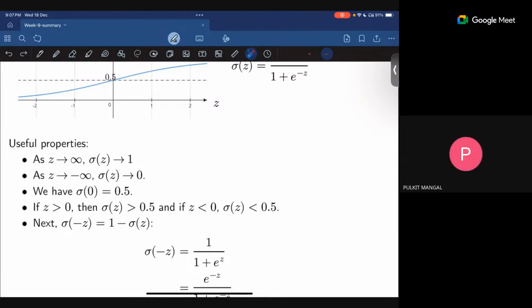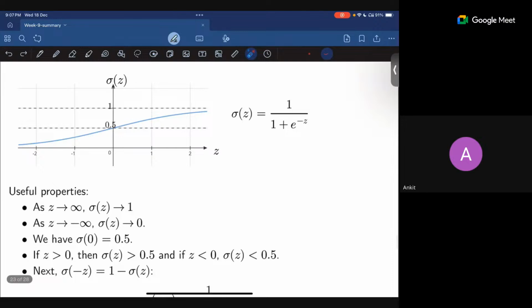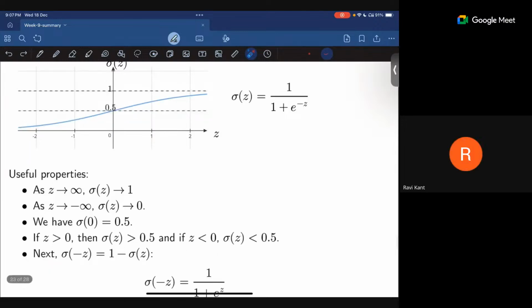Is the screen visible to all? From my end, oh, now it's visible. Sorry. Visible.